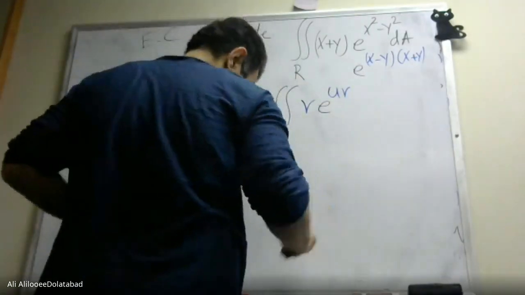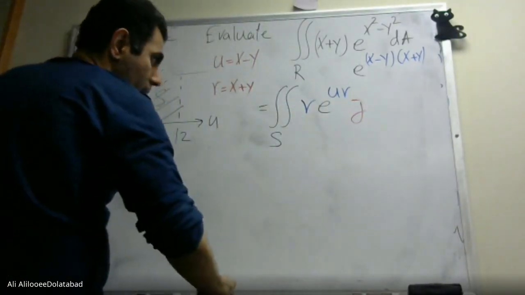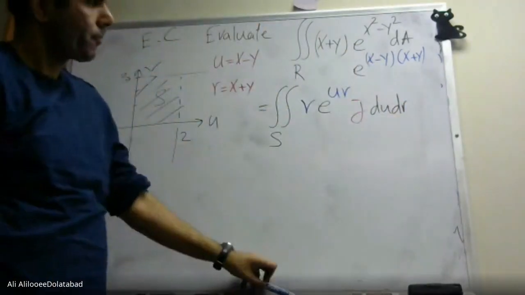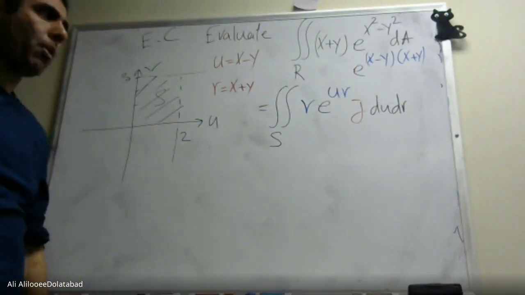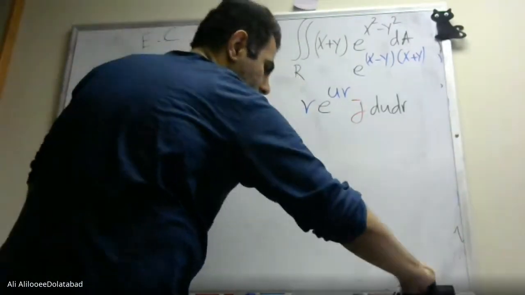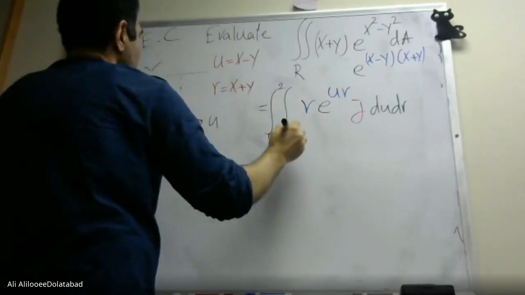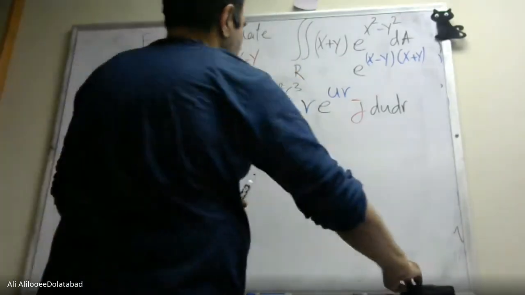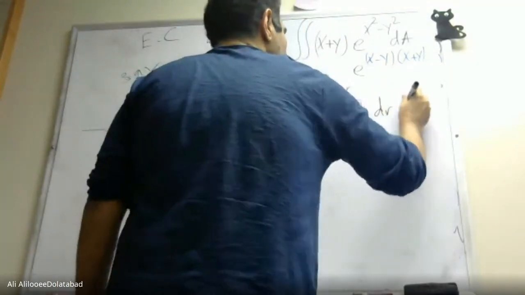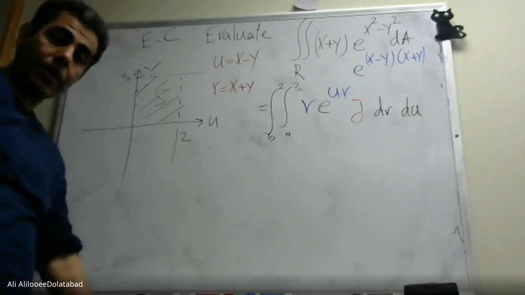We have the Jacobian here, and we have du dv. I don't know which one is u, which one is v, but okay. So, the bounds here are clear. Why? Because you are integrating on a rectangle, then it is very easy. 0 to 2, 0 to 3, then dv du.